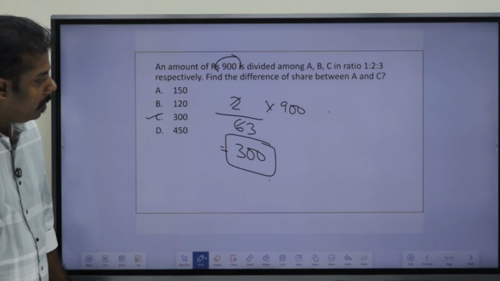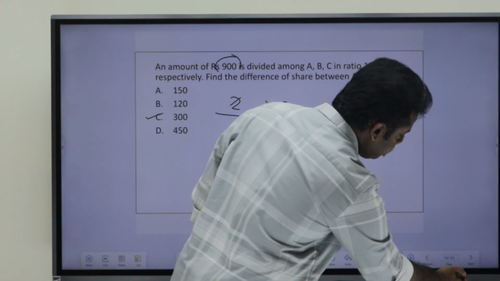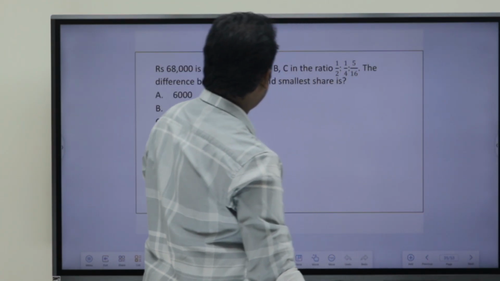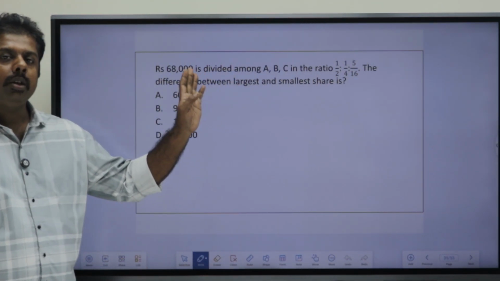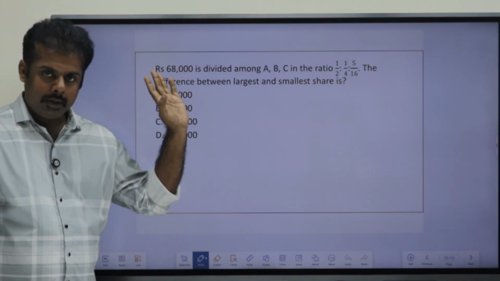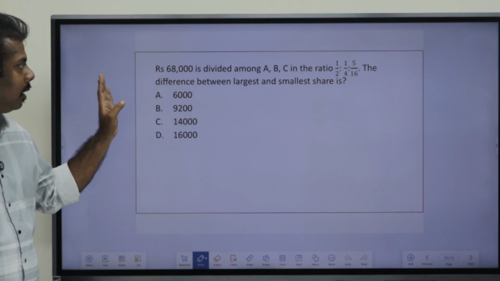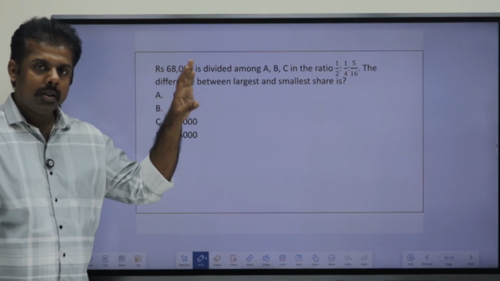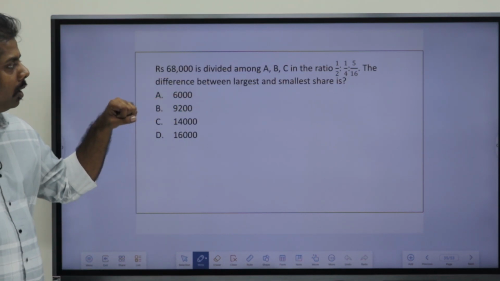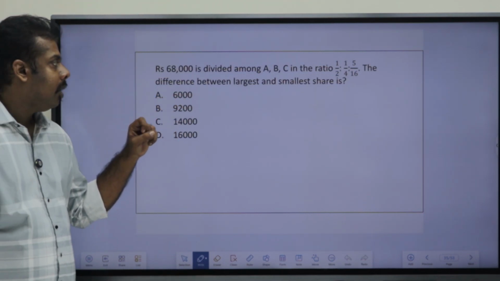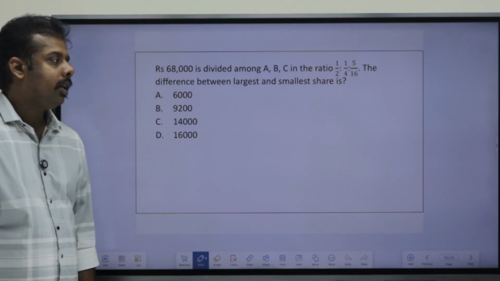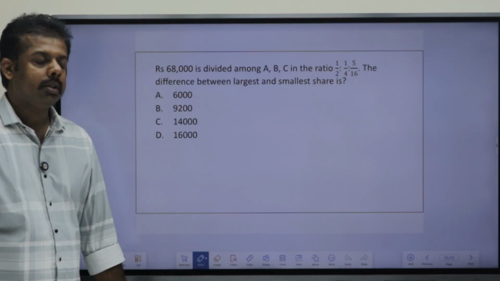Okay, moving on to the next question. Similar question, but the ratio here is different. First we can just read the question. Here they have given that 68,000 is divided among A, B, C in the ratio of 1 by 2 is to 1 by 4 is to 5 by 16. And they have asked the difference between the largest and the smallest share.